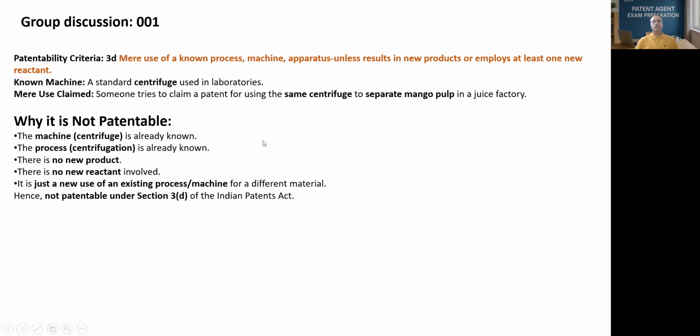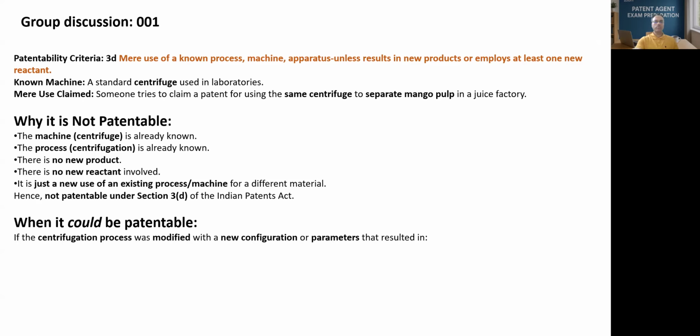Okay. So next, let's discuss some. So when could it be patentable? Where there will be a new discovery. New discovery means? No. Discovery cannot be patented. Something new, a product which is formed from the other one, which results in the formation of a new product, or a new reactant.